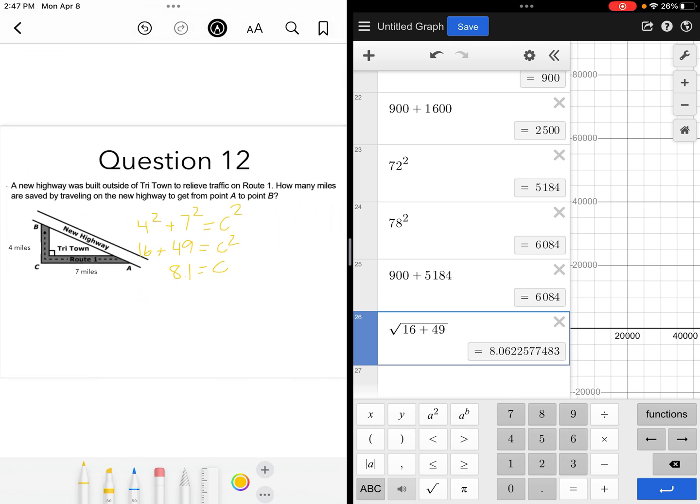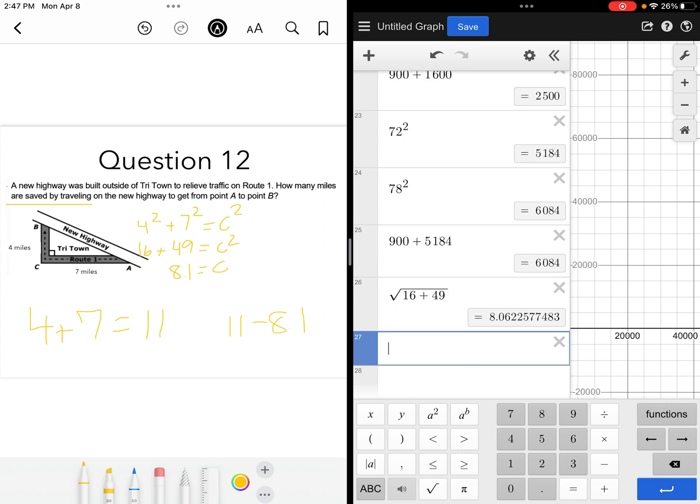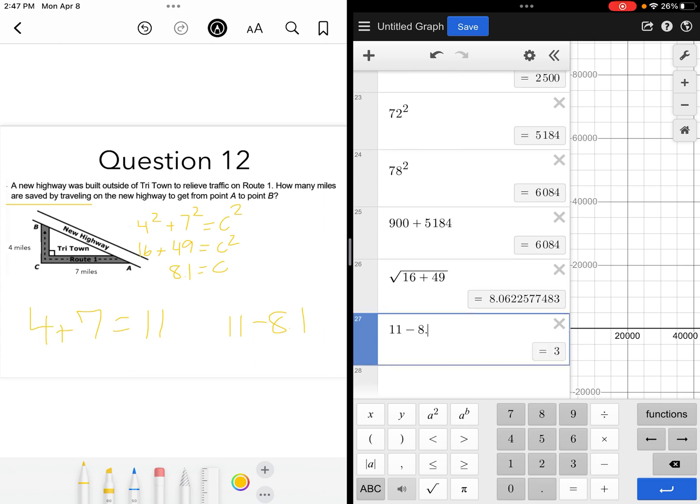Now they want to know how much is saved. So I know 4 plus 7 is 11. So it's 11 miles. So 11 minus 8.1 gives me 2.9 miles. So by taking the new highway, I'm going to save 2.9 miles.